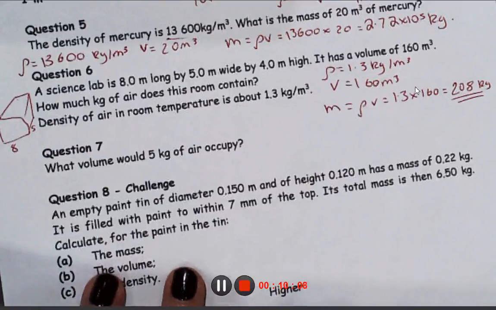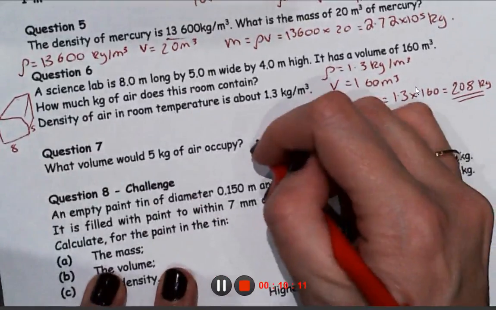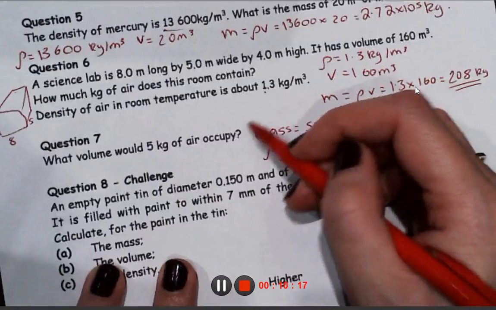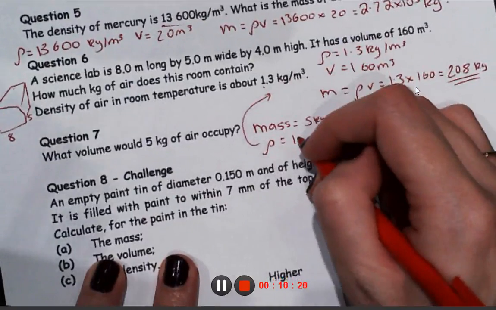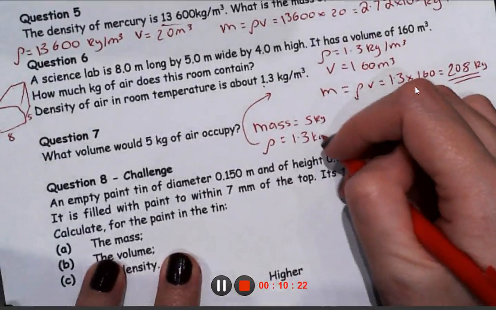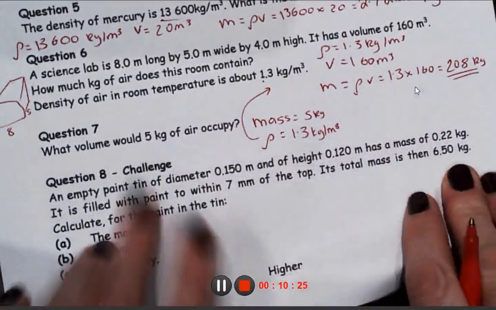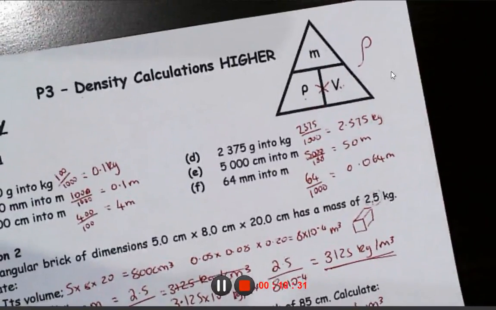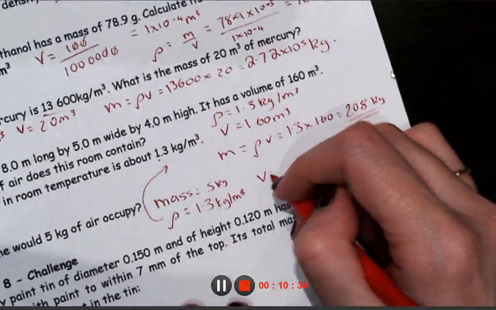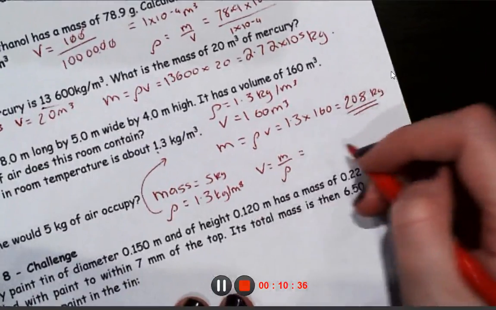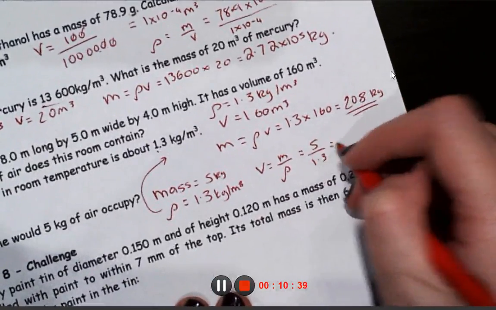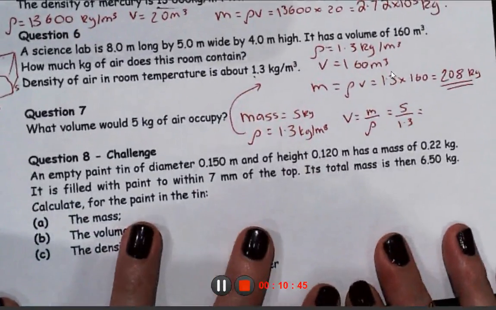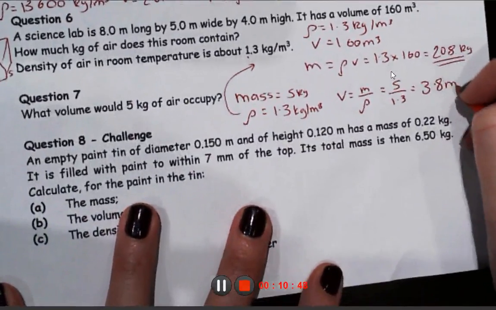Number 7, what volume would 5 kilograms of air occupy? Well, we know the mass is 5. We know the density from the previous question, that's 1.3 kilograms per metre cubed. If we go back to our equation, we want volume, so volume is mass divided by density. So that's 5 divided by 1.3. They're all in the same unit, so that works, and that gives me an answer of 3.8 metres cubed.